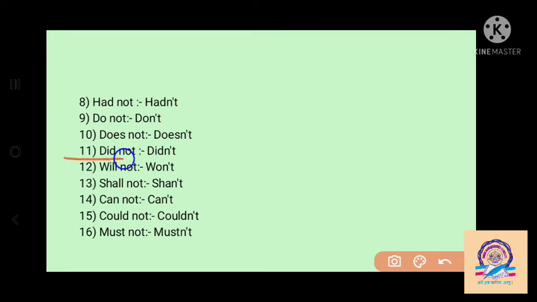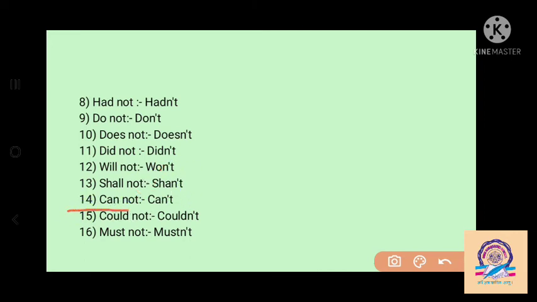That did not change into didn't here. Then will not change into won't here. One most important: will not change into won't here. Then shall not change into shan't, shall not change into shan't here.